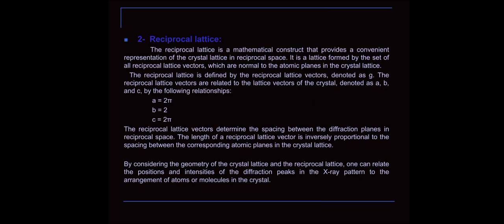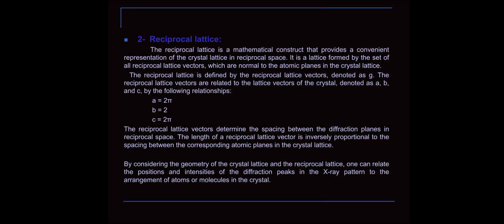It is a lattice formed by the set of all reciprocal lattice vectors, which are normal to the atomic planes in the crystal lattice. The reciprocal lattice is defined by the reciprocal lattice vectors, denoted as G. The reciprocal lattice vectors are related to the lattice vectors of the crystal, denoted as a, b, and c, by the following relations. a* is equal to 2 pi, b* is equal to 2 pi, c* is equal to 2 pi.